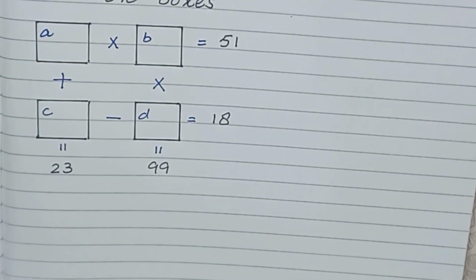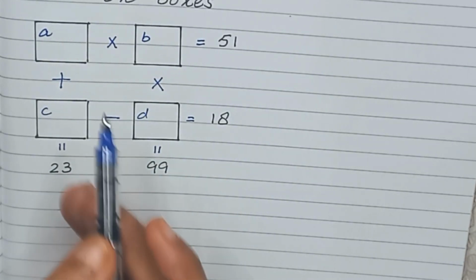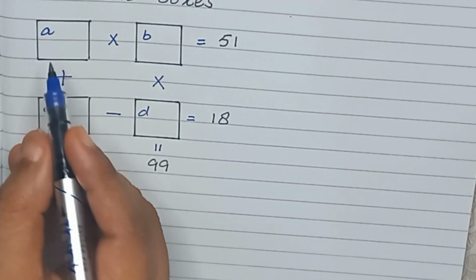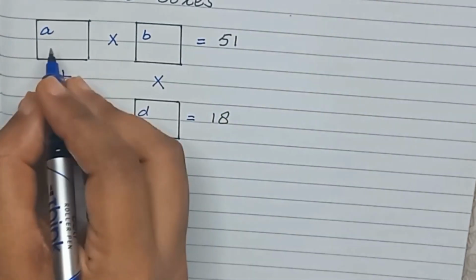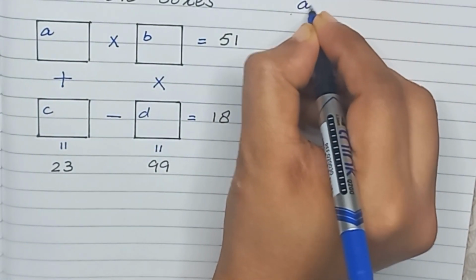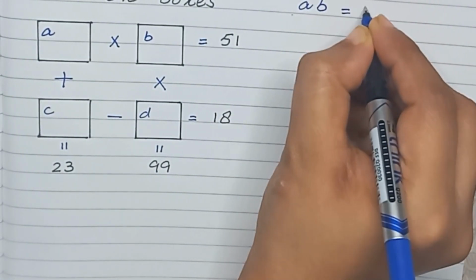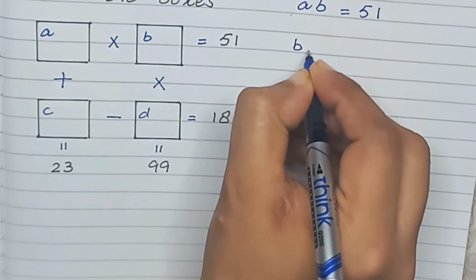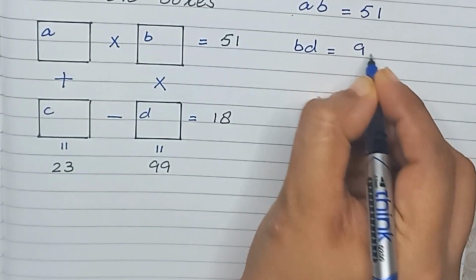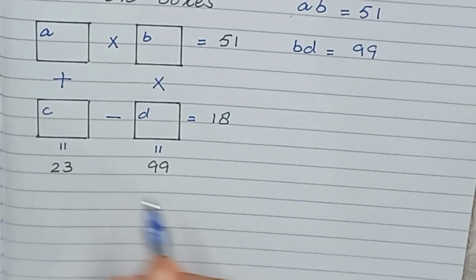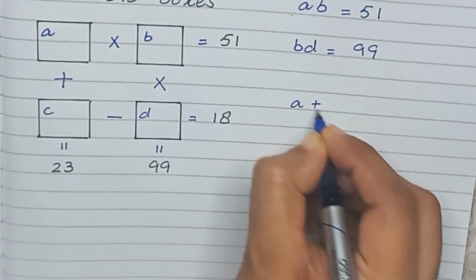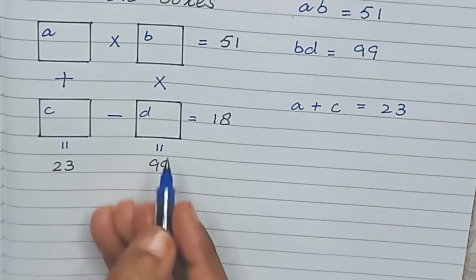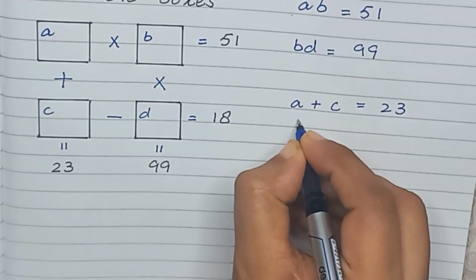Now if you can see, here we have 4 equations. We will write here the first equation, which is AB is equal to 51, and BD is equal to 99, and A plus C is equal to 23, and C minus D is equal to 18.